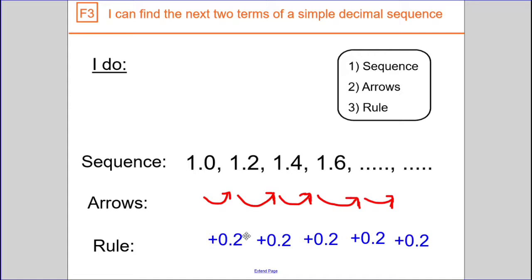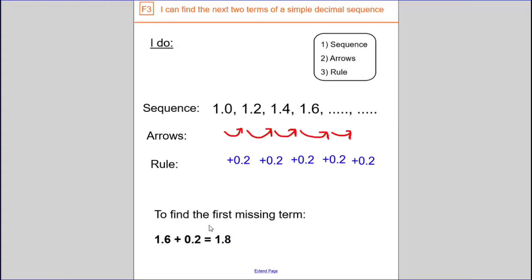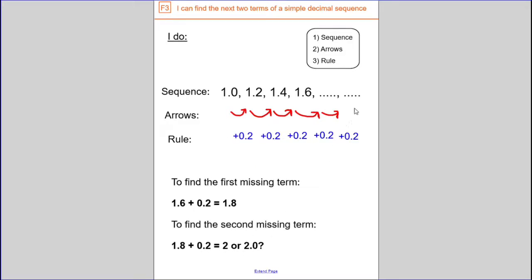The easiest way to double check this is that you could have used the column method to find the gap in between 1.0 and 1.2. So you should have got 0.2 as your final answer. Now to find the first missing term, we would need to do 1.6, which was our previous term, add the 0.2, which gives us 1.8. And again, you can use the column method to double check the answer as well. Now to find our second missing term, we need to do 1.8 add the 0.2. Now there are two possible answers that you could have got. Is it 2 or is it 2.0?